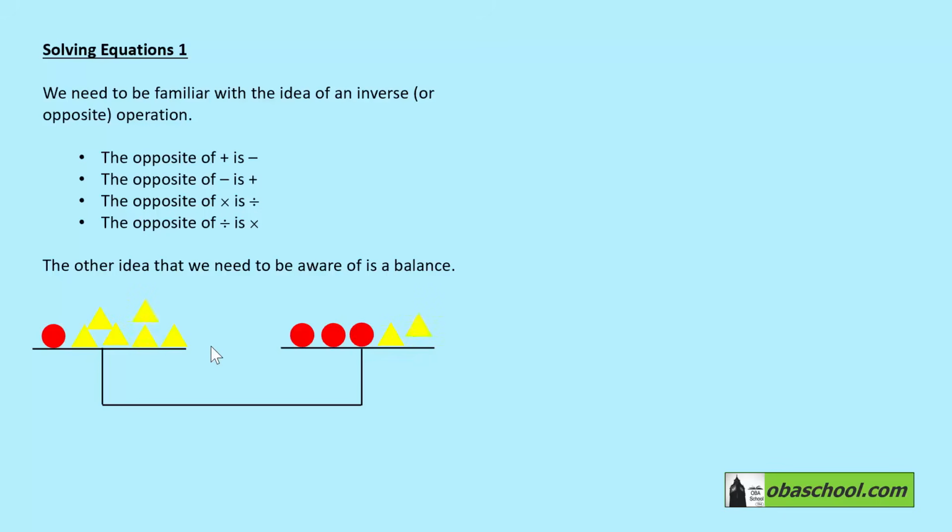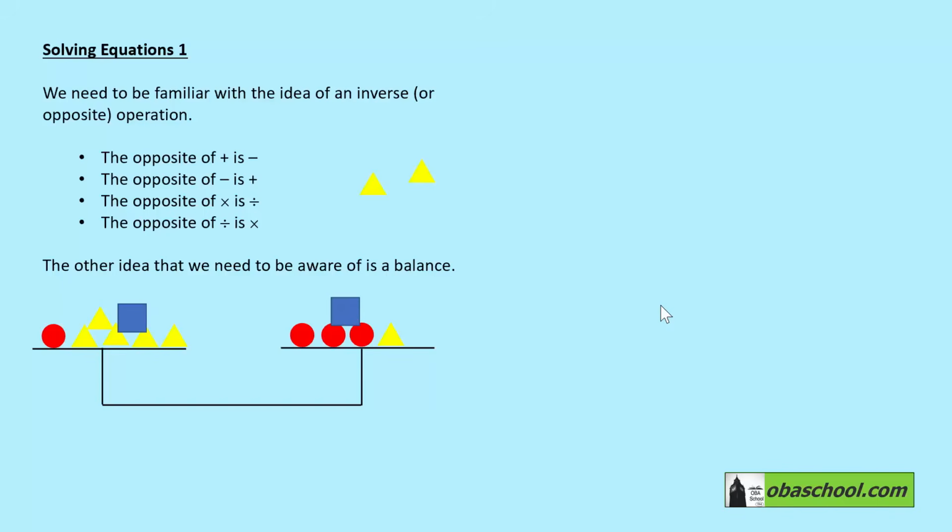So if we, for example, remove a triangle from one side, we must remove one from the other side for it to remain in balance. And if we add a weight to one side, we have to add the same weight to the other side for it to remain in balance.